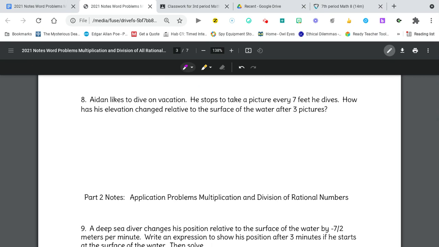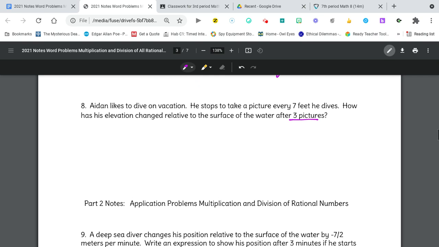Aiden likes to dive on vacation. He stops to take a picture every 7 feet he dives. How has this elevation changed relative to the surface of the water after 3 pictures?